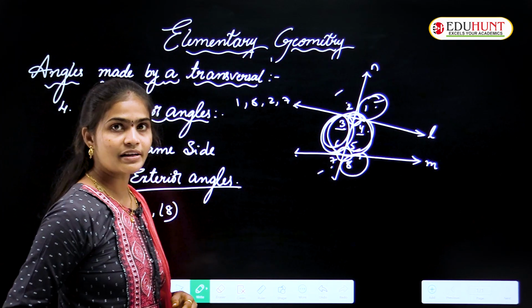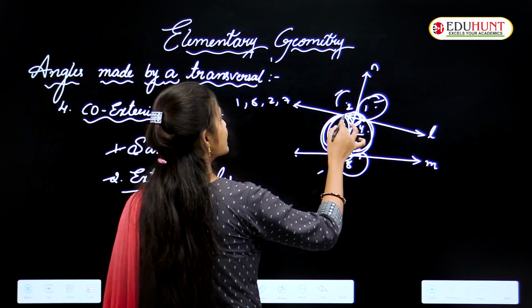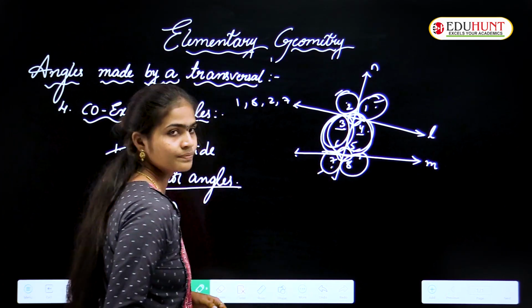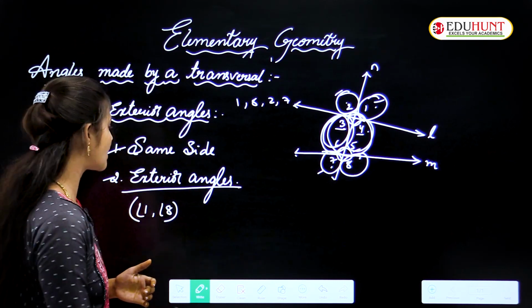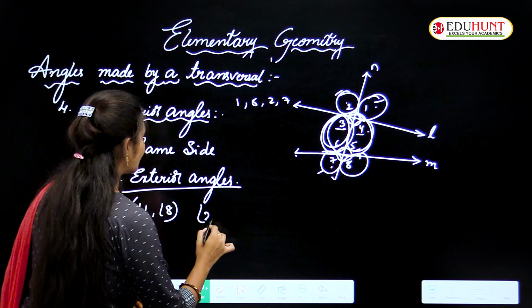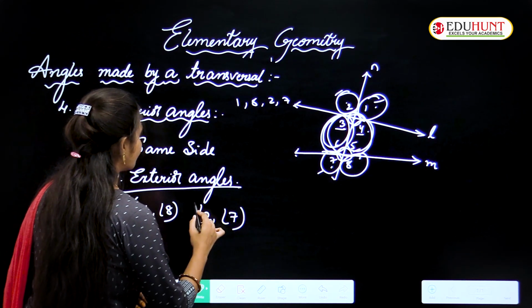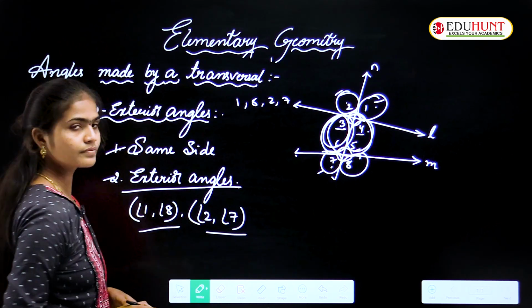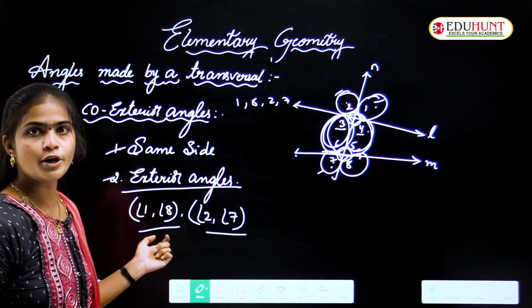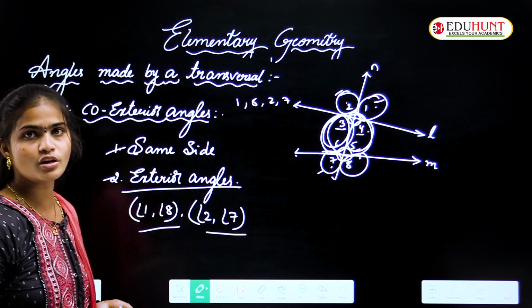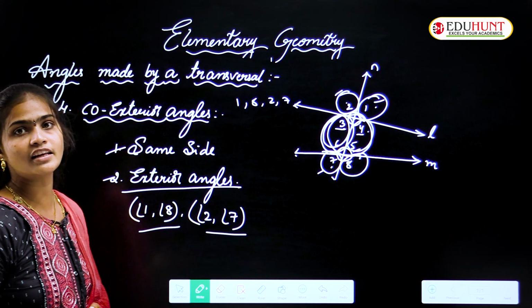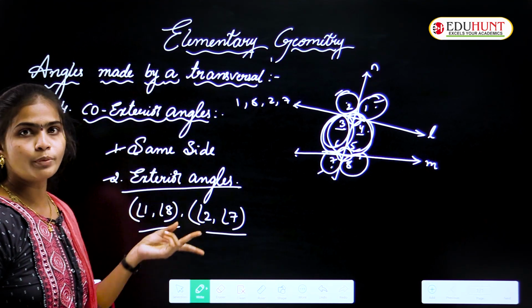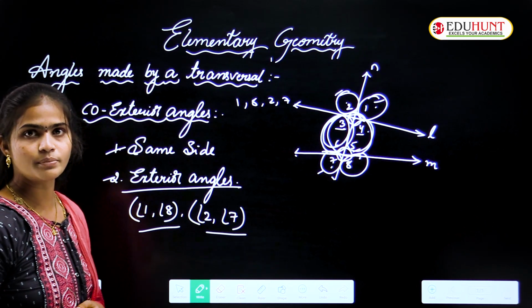Next, come to the left hand side. Here the exterior angles 2 and 7, in the same way, lie on the same side of a transversal. So another pair is angle 2 and angle 7. Is it clear? How many pairs are formed here? 2 pairs of co-exterior angles are formed here. How many co-interior angle pairs are formed here? 2 pairs of co-interior angles are also formed here.